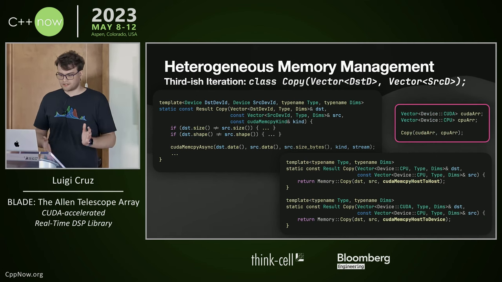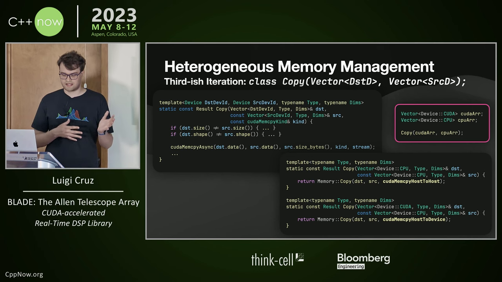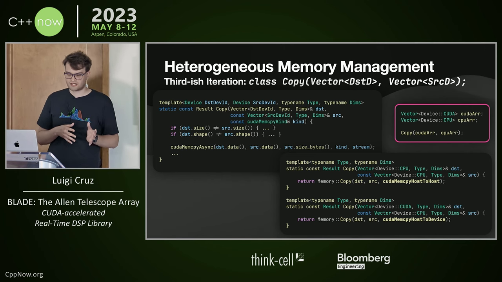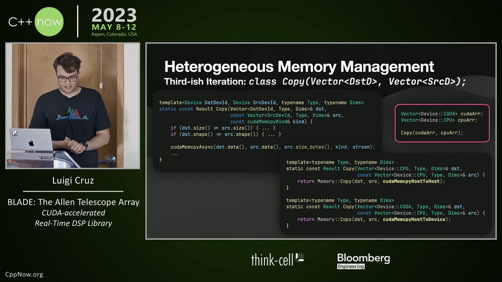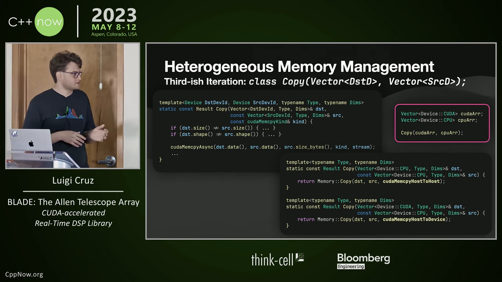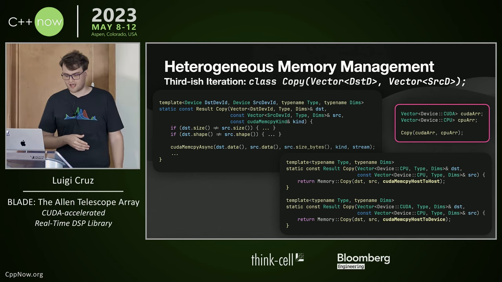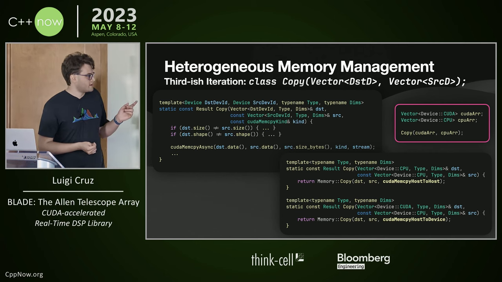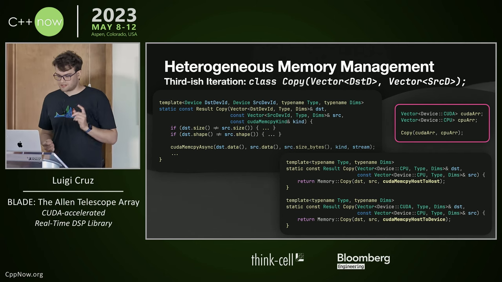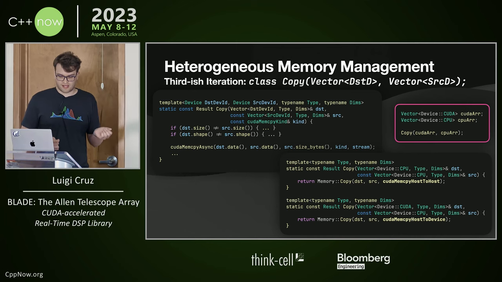Another opportunity here. To copy data between devices, it's necessary to specify the direction to the CUDA driver. So this is done by using the CUDA memcpy host to device or device to host flags. And now that we know where the data is, we can use an abstraction to copy data without using that flag.